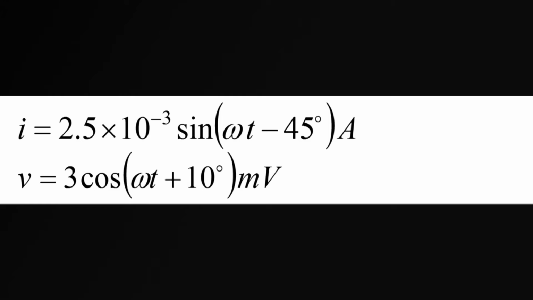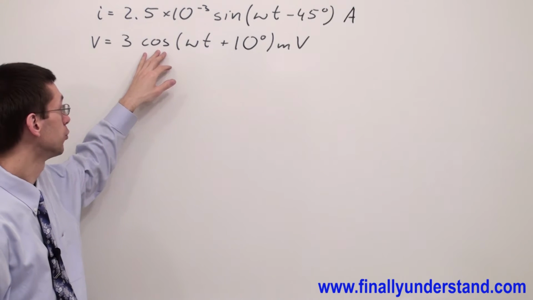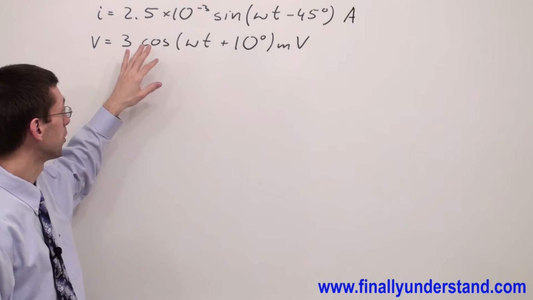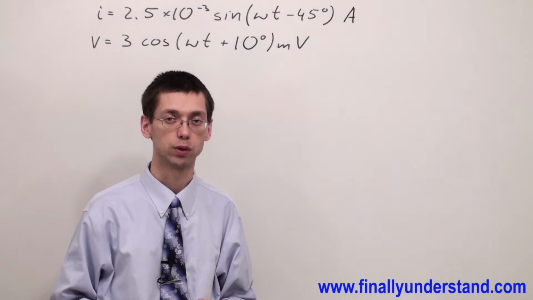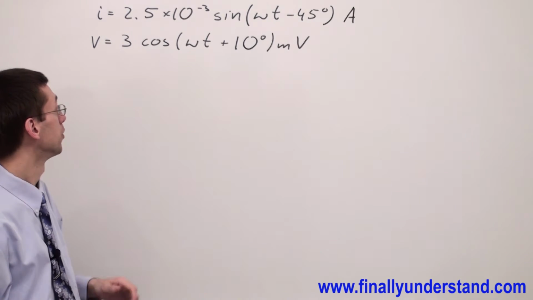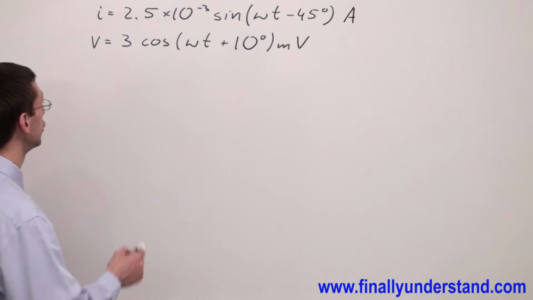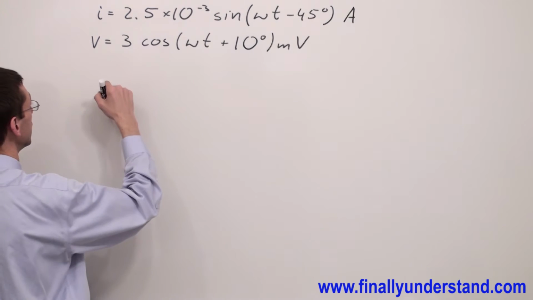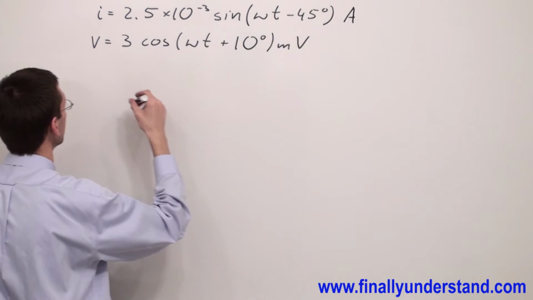Let's take a look at these two expressions. Please notice that voltage is represented by cosine. Anytime you have a problem like this, where you're supposed to find out which wave is leading and which one is lagging, we prefer to have all equations being the sine equation. So we're going to convert this cosine to sine by adding 90 degrees to the phase shift angle.